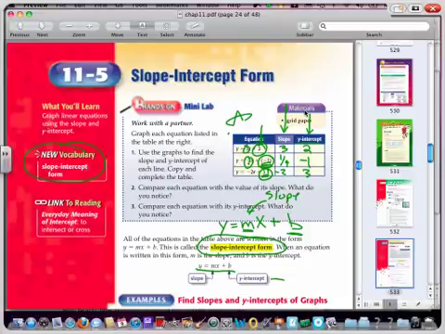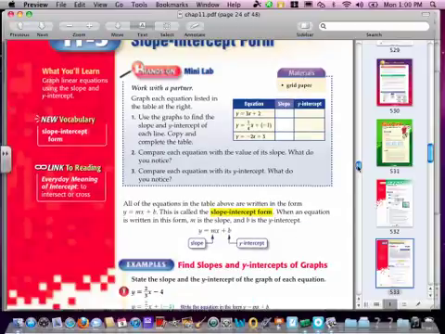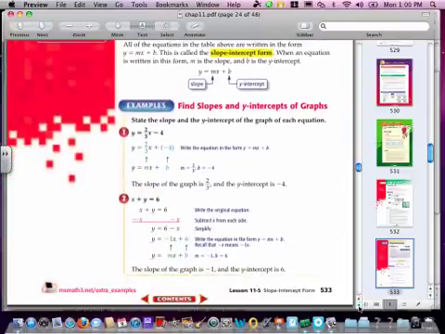So if we write this in a form where we get y equals something x plus a number, then we have what we call slope-intercept form. And that's a very handy way of knowing exactly what the slope is, knowing exactly where it crosses the y-axis, so we can plot it. It makes it very easy to do some of those things.